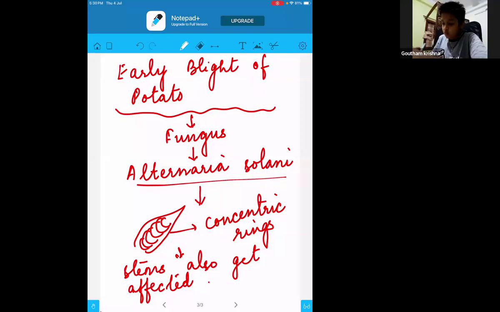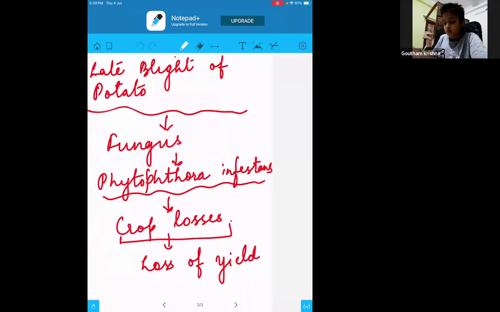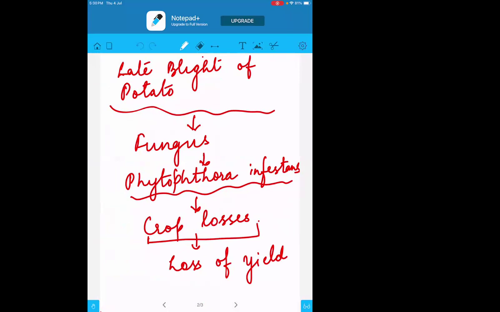Yes, ma'am. So both are caused by the fungus. In the late blight of potato, it is Phytophthora infestans, which causes crop loss, and the loss of yield will be there.